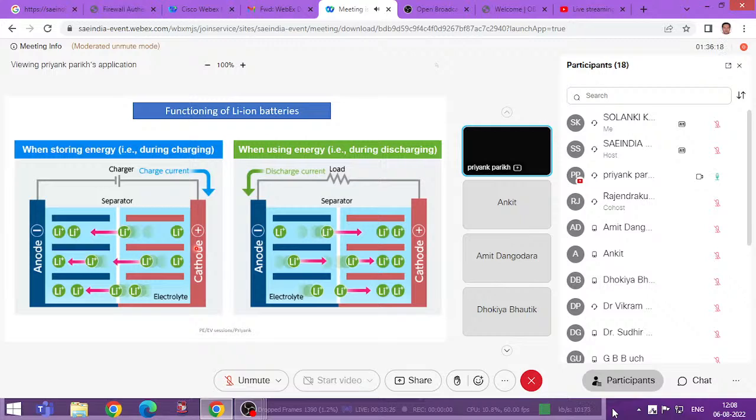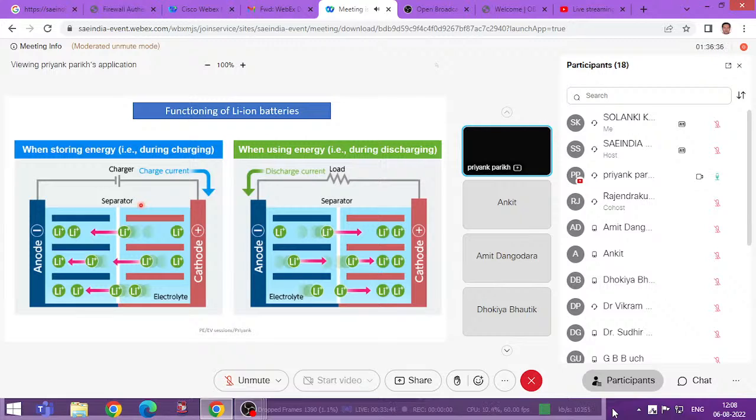Right. So these positive ions move towards the anode through this separator. However, the electrons are not allowed to move through this, and they form the upper circuit. While forming the upper circuit, they generate electricity and power the vehicle.